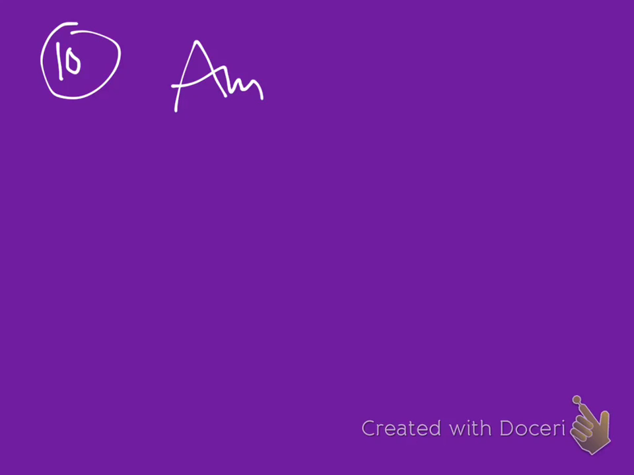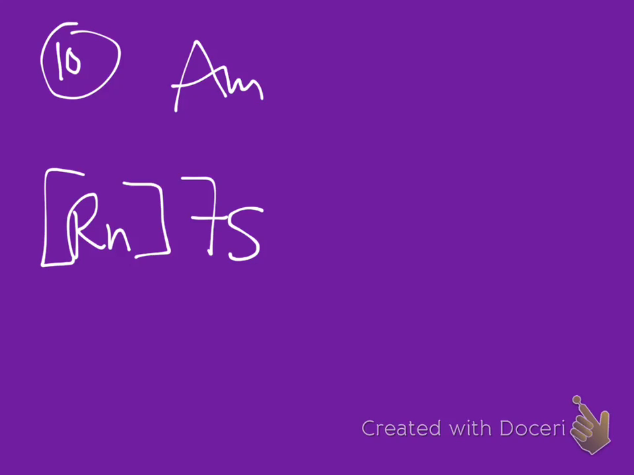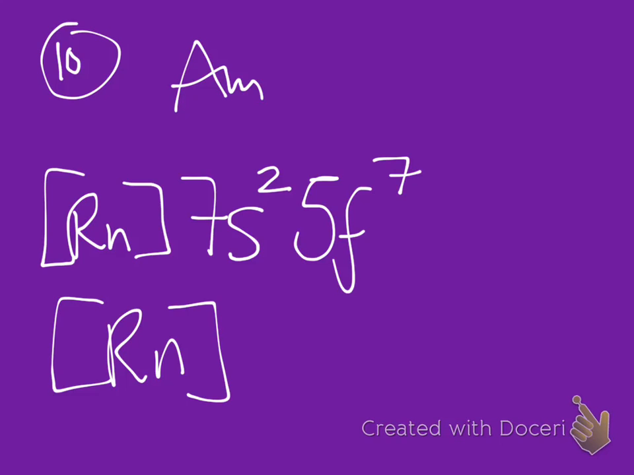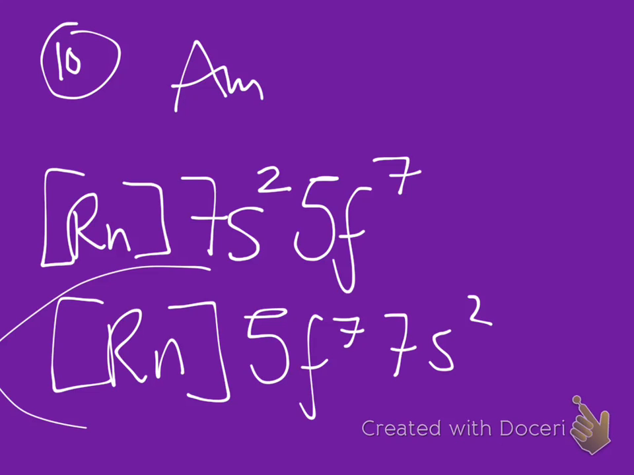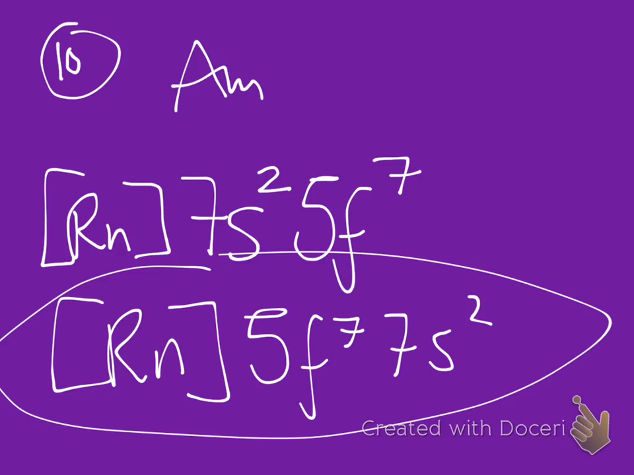We know if we look at it, it's in the 7th period. So, we're going to use radon as our noble gas. After that, we start filling in the 7s orbital. And we fill in the 7s, so we get 7s2. Well, then we start filling 5f, and we go 1, 2, 3, 4, 5, 6, 7. So when we rearrange that to be in final order, we have 5f7, 7s2. Okay? It's out of 10. Grade them, hand them back.